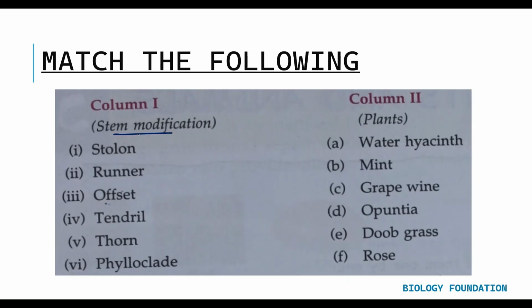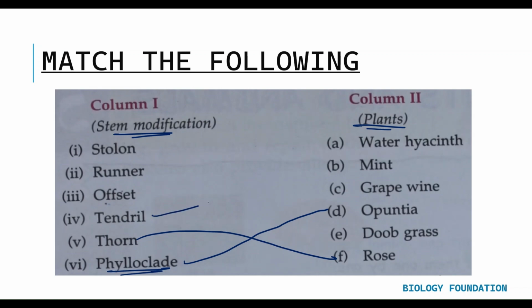Match the following. Stem modifications are given. We have to match it with the plants. Phylloclades, they are modifications of the stem, yes, and these are found in Opuntia, where here the stem performs photosynthesis. Thorns are found in rose. These are again modifications of stem. Tendrils, you have stem tendrils, leaf tendrils. In pea, you find leaf tendrils, but stem tendrils are found in grapevine. Again, they are for support, so that the grapevine can easily climb and grow.